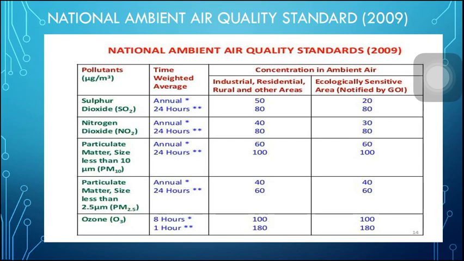The first row shows the annual rate and the second row shows the 24 hours, that is daily rate. The third column, that is industrial, residential, rural and other areas, depicts the values to be followed, and the last column, the ecologically sensitive areas, depicts the standards to be followed based on the pollutants. The pollutants are measured in the unit micrograms per meter cube. So, taking into consideration all the concentrations in ambient air, the air quality standards have to be maintained and the check has to be recorded.